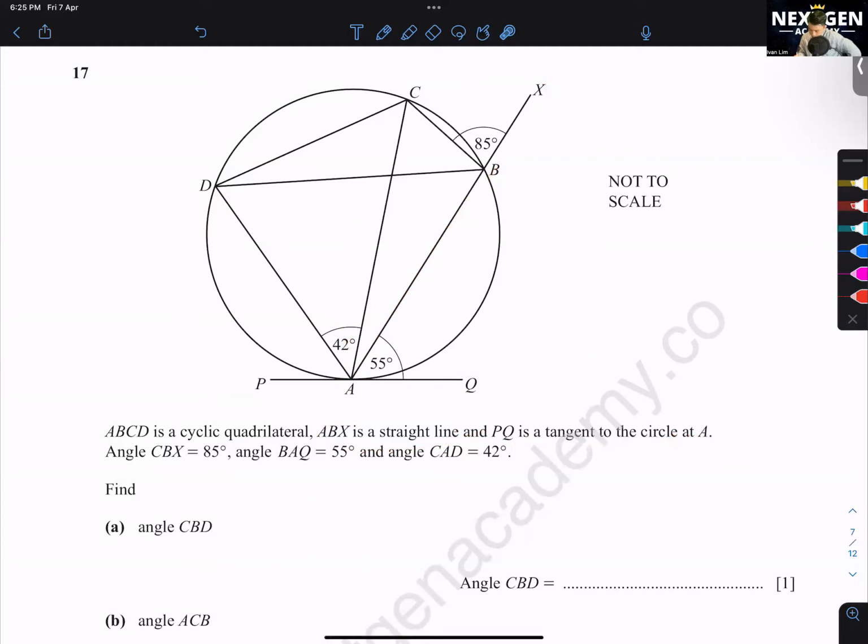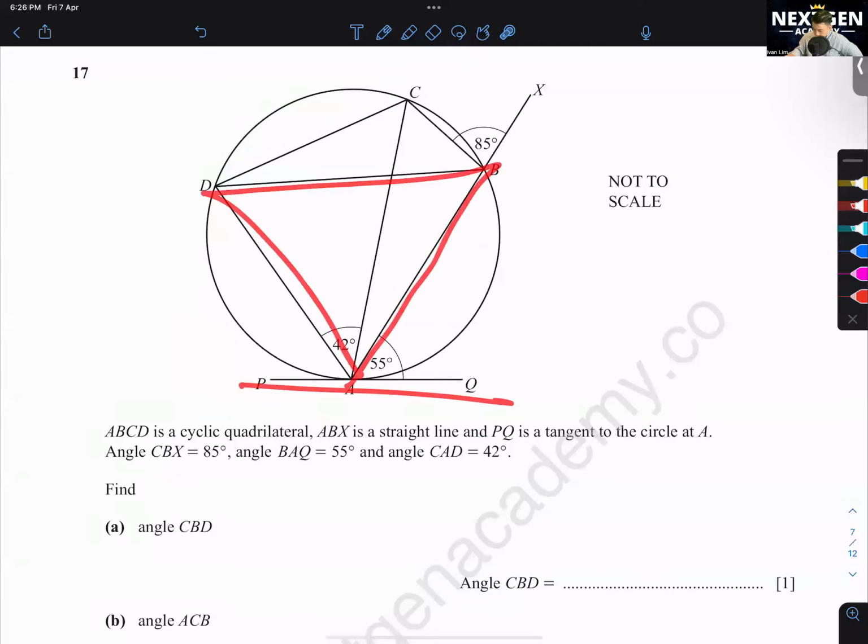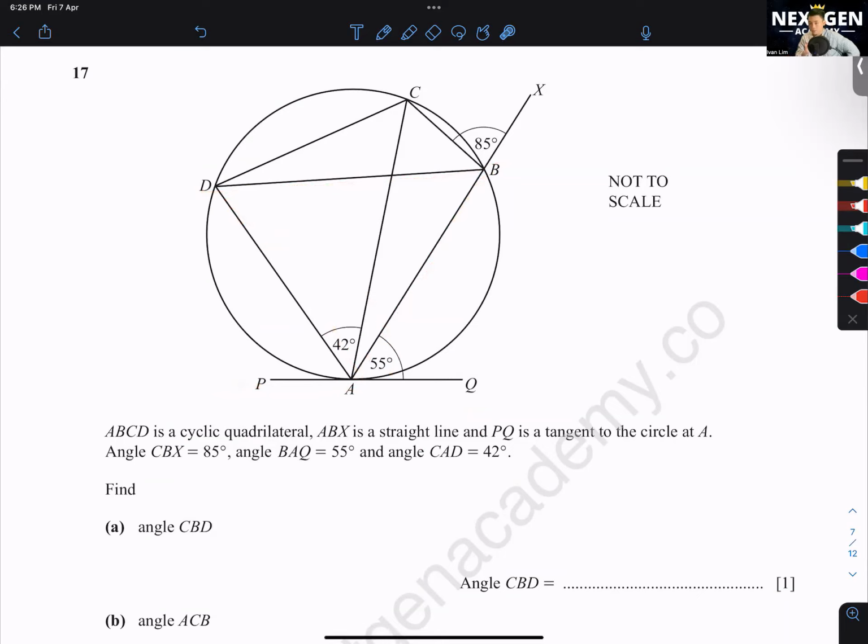Next, angle CBX is 85. Angle BAQ is 55. Angle CAD is 42 degrees. But guys, one more theorem. If I have a tangent and a triangle, so this and this, or this and this, we call it the alternate segment theorem. I feel this one is the hardest to see, but you just need to recall. I have a line, I have a triangle, and the angles opposite here will be the same as each other.